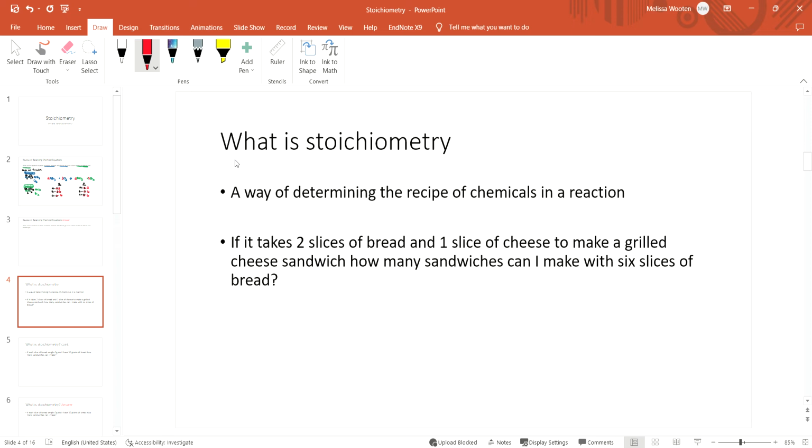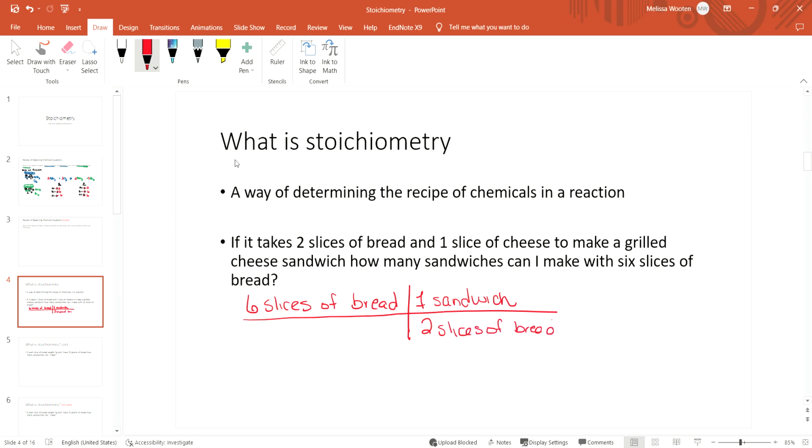And so if I have 6 slices of bread, right, and in 1 sandwich, right, takes 2 slices of bread, my units, so to speak, slices of bread cancels, and I'm going to sandwiches, right? 6 divided by 2 is 3. I can make 3 sandwiches. Okay, 3 sandwiches.